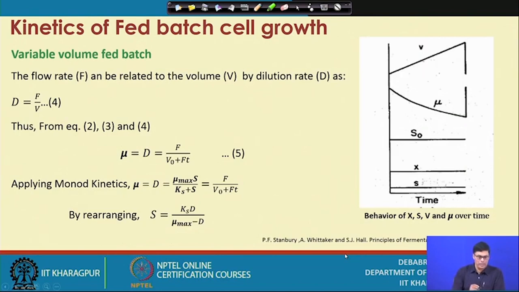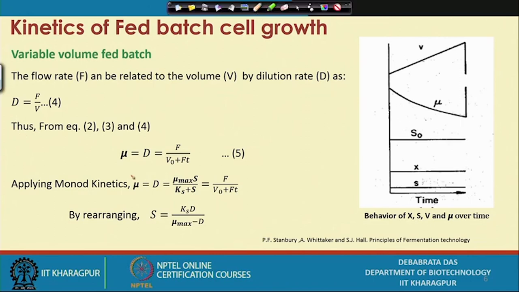Now, here we have D equal to F by V, so we can write that mu equals D, and F equals dV by dt. Then from the Monod equation, mu equals mu max S by Ks plus S. So we can bring this in, and by using this equation we can easily find out the substrate concentration at time t.